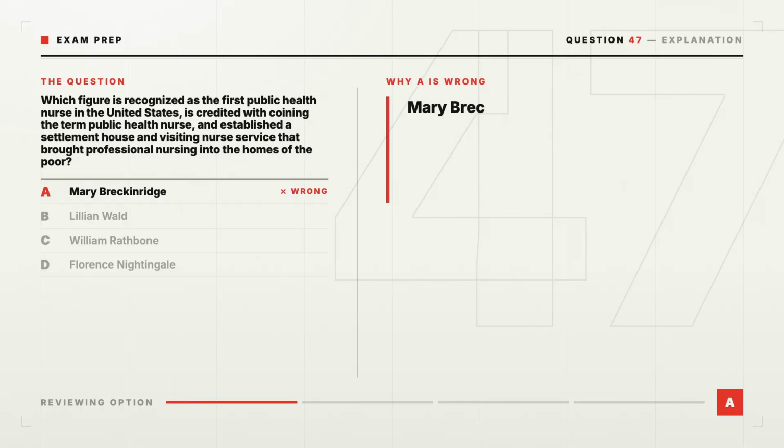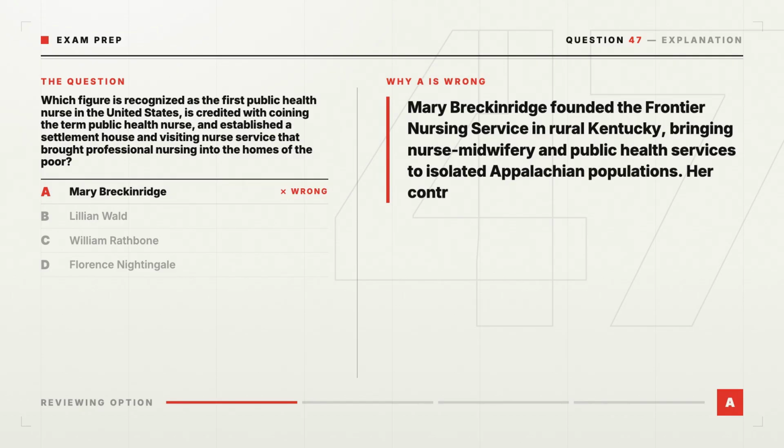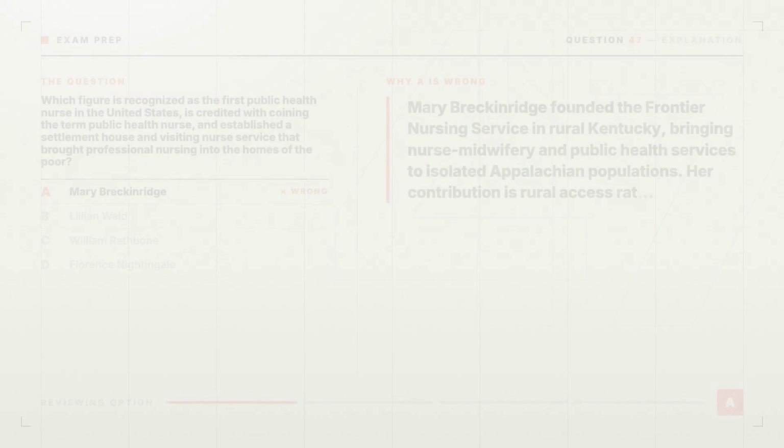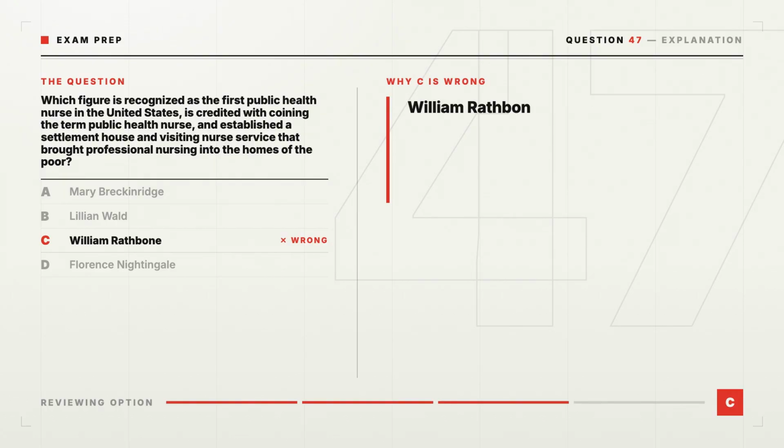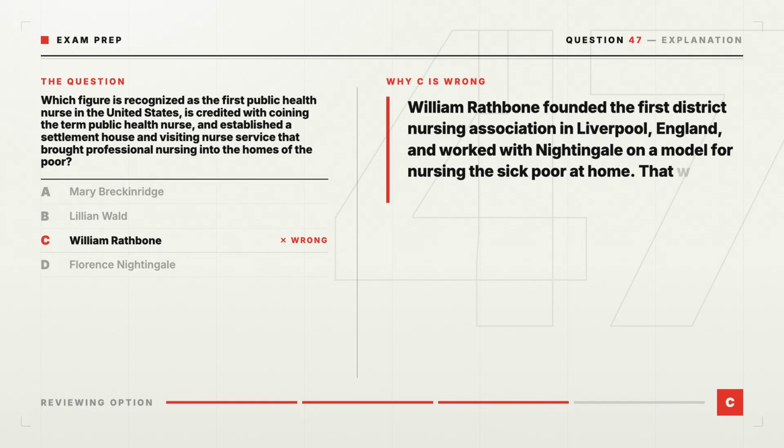A is wrong because Mary Breckinridge founded the Frontier Nursing Service in rural Kentucky, bringing nurse midwifery and public health services to isolated Appalachian populations. Her contribution is rural access rather than the naming of the specialty. C is wrong because William Rathbone founded the first district nursing association in Liverpool, England, and worked with Nightingale on a model for nursing the sick poor at home. That work preceded and influenced Wald without occurring in the United States.